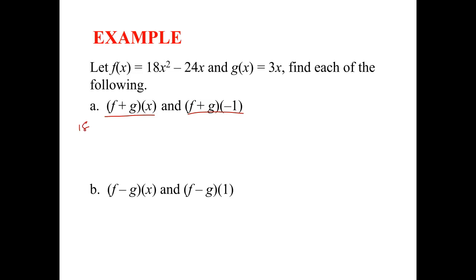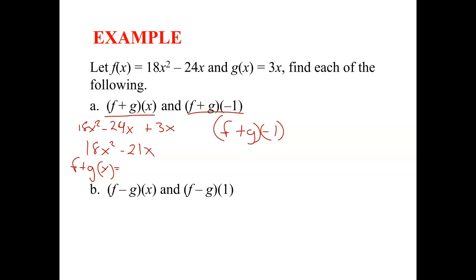So f plus g of x is 18x squared minus 24x plus 3x, which is going to simplify to what? 21x. There you go. Okay, so that's f plus g of x. Now I need to do f plus g of negative 1. So what do I do with that negative 1? Plug it in to f plus g.